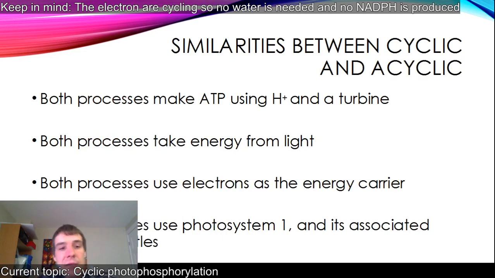Similarities between the two: both make ATP, and even the acyclic makes ATP. Both take energy from light. One photon makes 4 ATP for both. Both use electrons as the energy carrier. They both use photosystem 1, and that means that they also use the electron shuttles for photosystem 1, the ferredoxin and the plastocyanin. They also both use the B6F complex, but all the other ones are only in acyclic.